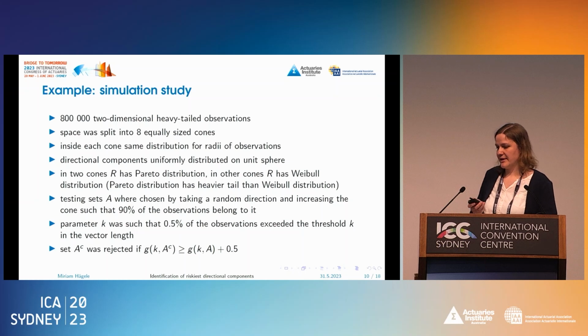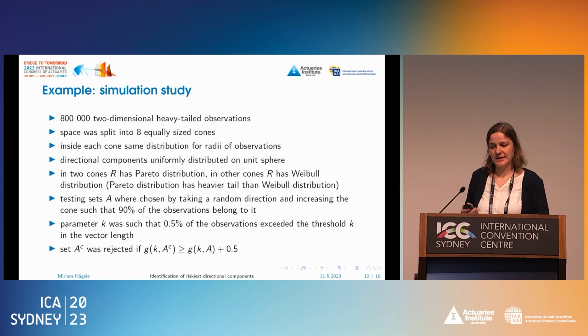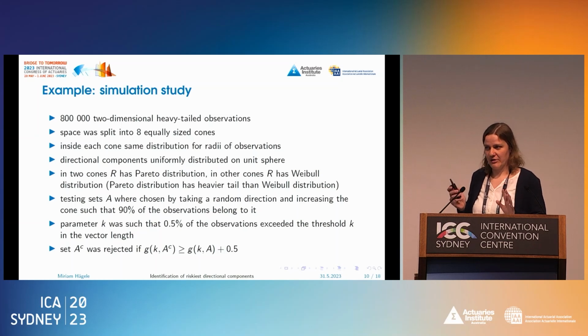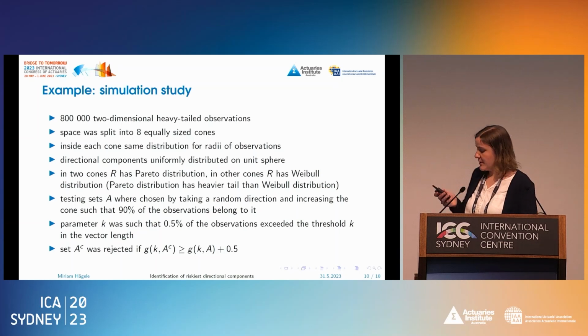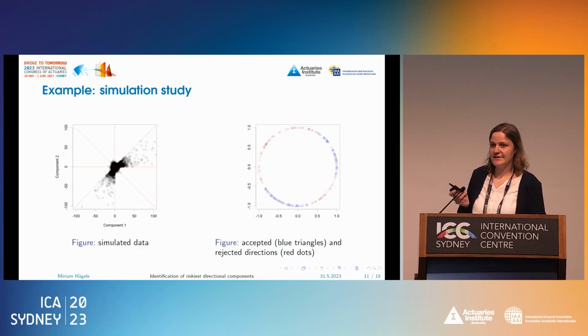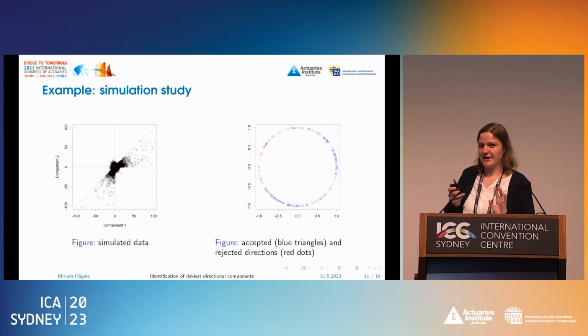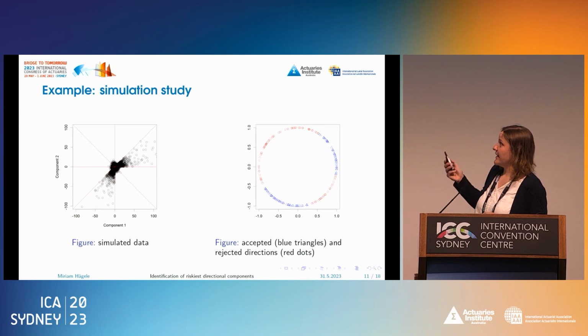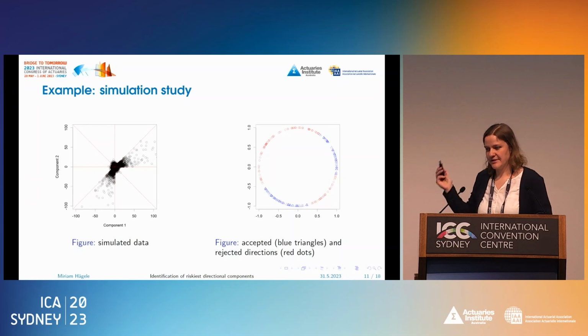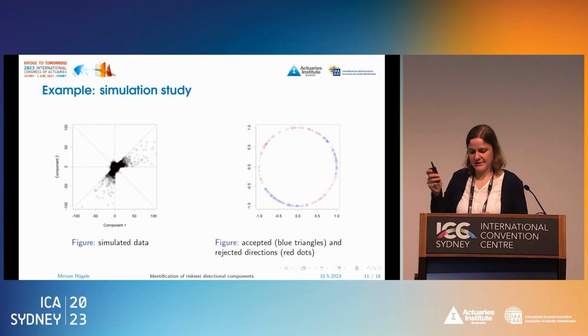And then we rejected the set if this function g from A complement was larger than the function g from A plus 1/2. So let's see what happens. Here we can see on the left side our simulated data. You can see really where's the most heavy-tailed. And then on the right-hand side, we can see which are the directions that are accepted, those are the blue triangles, and which are the rejected ones, the red dots.